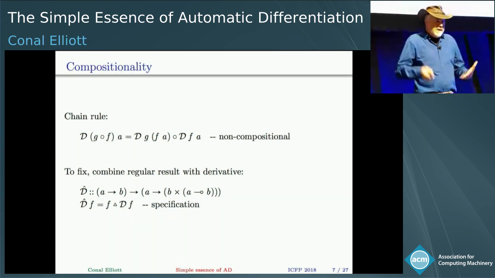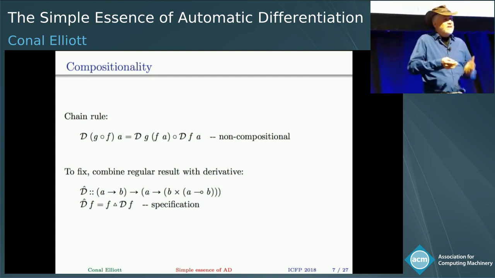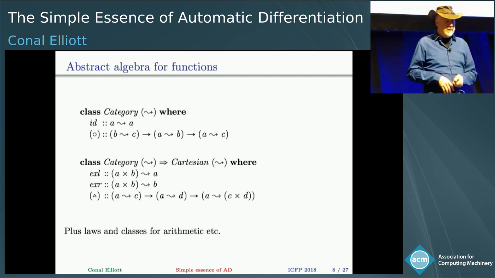So to make for a compositional algorithm, what do we do? We just enhance the specification. So in addition to computing the derivative with D, what we're going to do with D hat is carry along F itself. So we're going to carry along F and its derivative. That just means that we're going to not throw away the original function. We're going to carry it along in parallel.